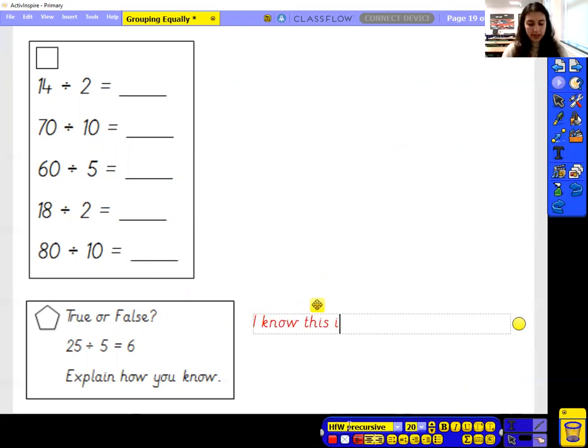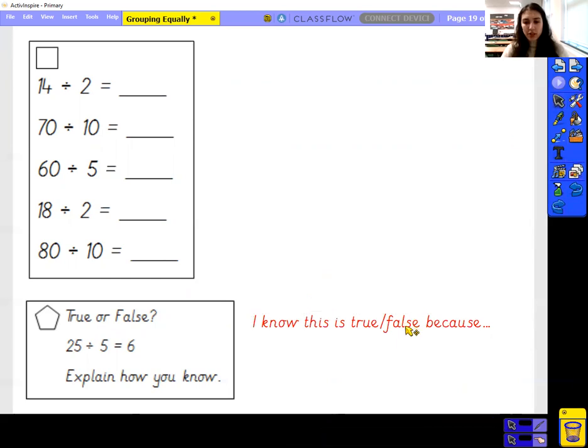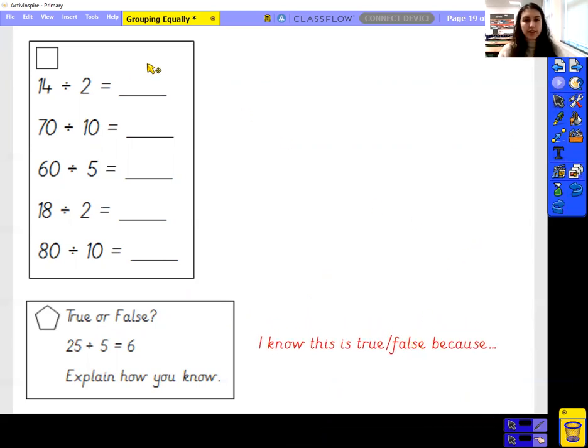I know this is true or false because. As always, you can either pause the video on the slides of the sheets that you want to do, or you can find these on the home learning section of the Byron Wood website.